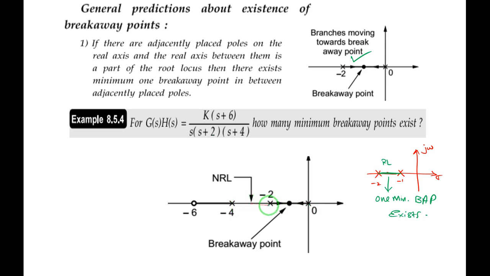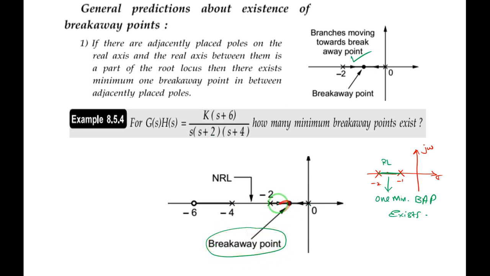If I take one point here to the right of it, if I count, two poles are there. Even means -2 to -4, there is no root locus. So there is no question of existence of breakaway point here. These two are adjacently placed poles and it is a part of the root locus. Hence, one minimum breakaway point exists. I hope you are getting it, right?